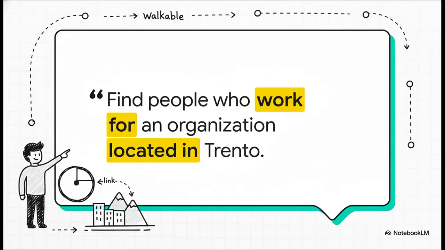Now let's look at how you'd ask a question here. You're not looking inside a document. Instead, you're asking the database to follow a path of connections. You're saying, find me a person who has a works for link to an organization, and does that organization have a located in link to Trento? You are literally walking the graph to find your answer. It's pretty cool.